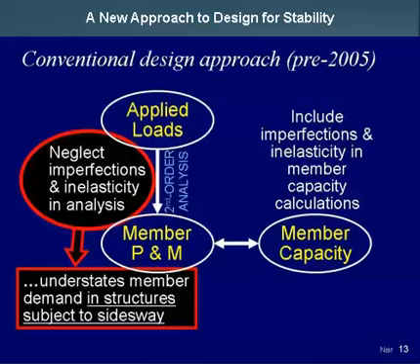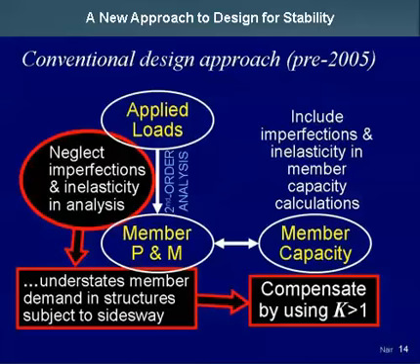So what do you do about that? Well, we compensate for that by using k greater than 1 on the capacity side of the equation. Now, many people who've been using this approach for several code cycles or specification cycles have assumed or believed that the reason you use k greater than 1 in your member capacity check is to account for second order effects. It is not true.